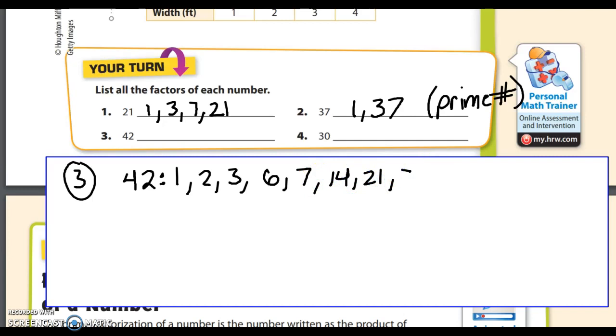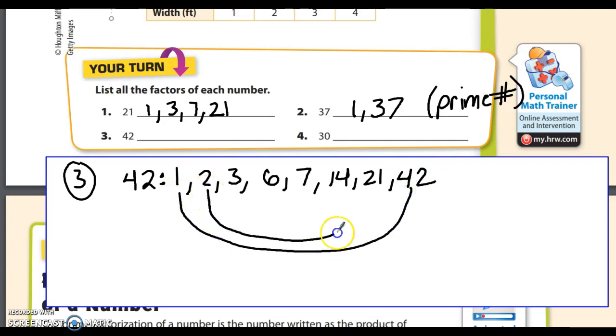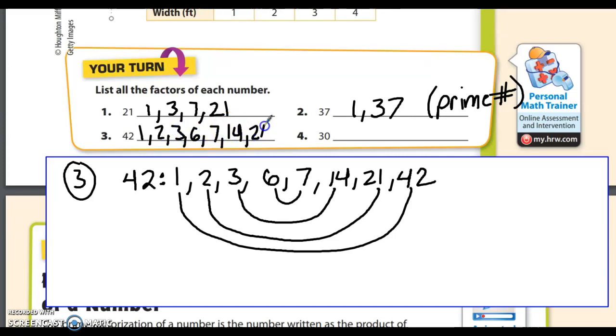And I'm going to use my rainbow method to check that I got them all. Is 1 times 42 equal to 42? It is. As is 2 times 21. As is 3 times 14. As is 6 times 7. So that's all of them. 1, 2, 3, 6, 7, 14, 21, and 42.